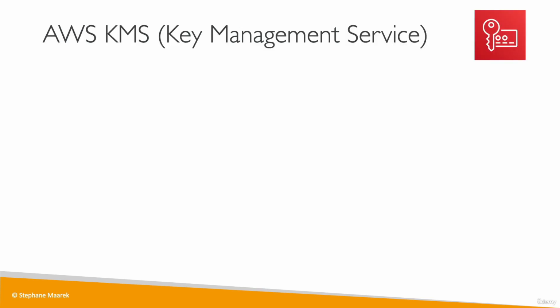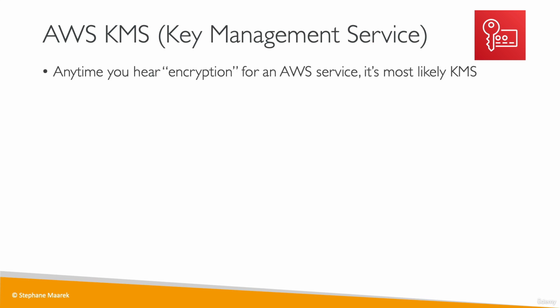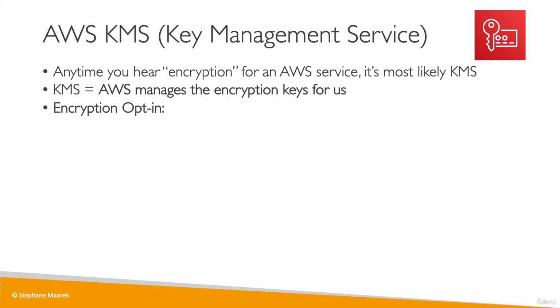The encryption service at the center of AWS is called KMS, Key Management Service. So anytime you hear encryption for a service, it's most likely going to be KMS. With KMS, we don't have access to the keys. AWS will manage the keys for us, and we just define who can access these keys. There is an opt-in for encryption. For example, for your EBS volumes, you can choose to encrypt them with KMS.